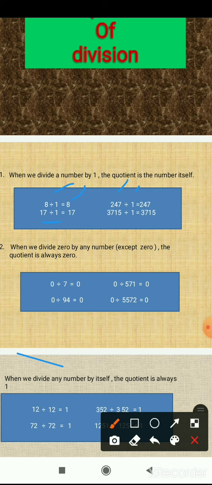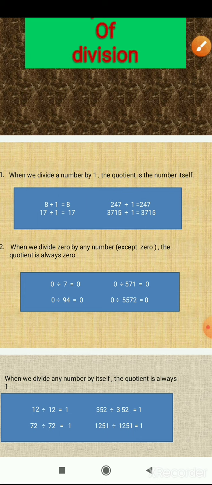Next example, 3715 divided by 1. 3715 ones are 3715, so we get the answer 3715. If you observe these examples, you come to know that when we divide a number by 1, we get the answer, that is the quotient, as that number itself.